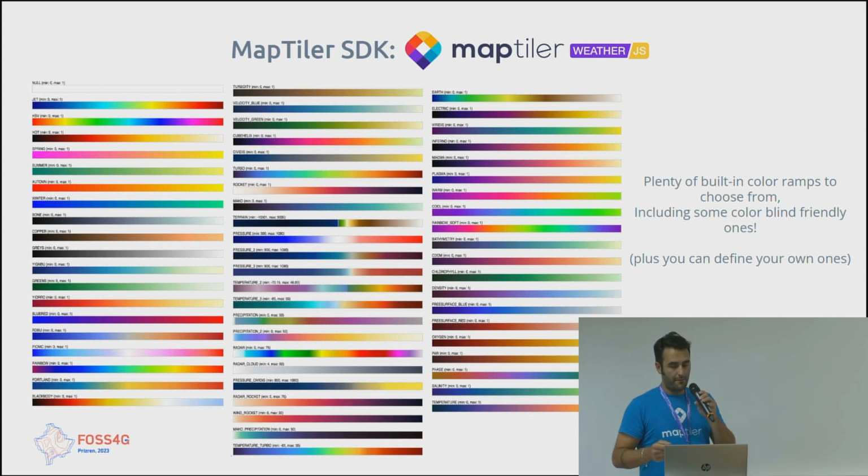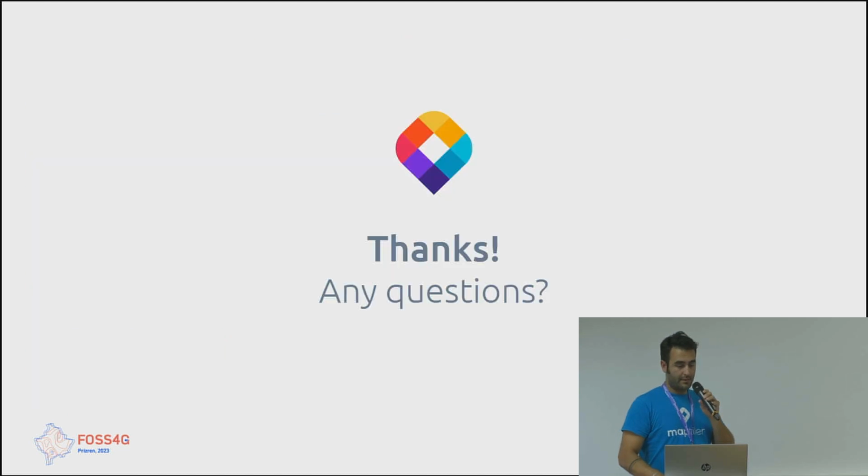And for some cases, we thought it would be good to work on some color blindness friendly color maps. So some of them that are labeled in the source code are colorblind friendly. And so we try to work on that as well to be a bit more inclusive, because that's not done enough, I guess. So that's all for MapTiler SDK.